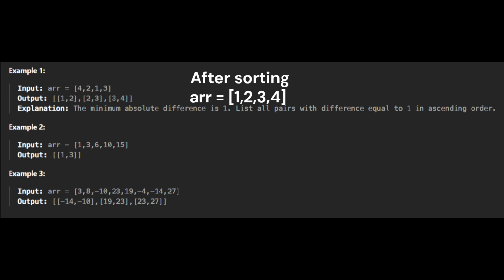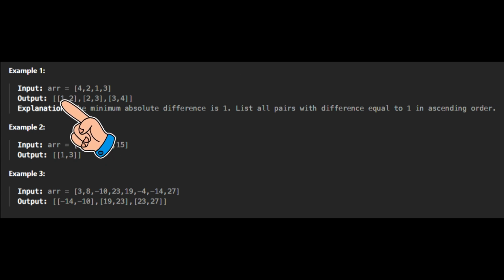Now, we calculate the difference between consecutive elements. 2 minus 1 is equal to 1. 3 minus 2 is equal to 1. 4 minus 3 is equal to 1. The minimum absolute difference is 1. Now, we collect all pairs that have this difference: [1, 2], [2, 3], [3, 4]. And the output is the 2D array [[1, 2], [2, 3], [3, 4]].